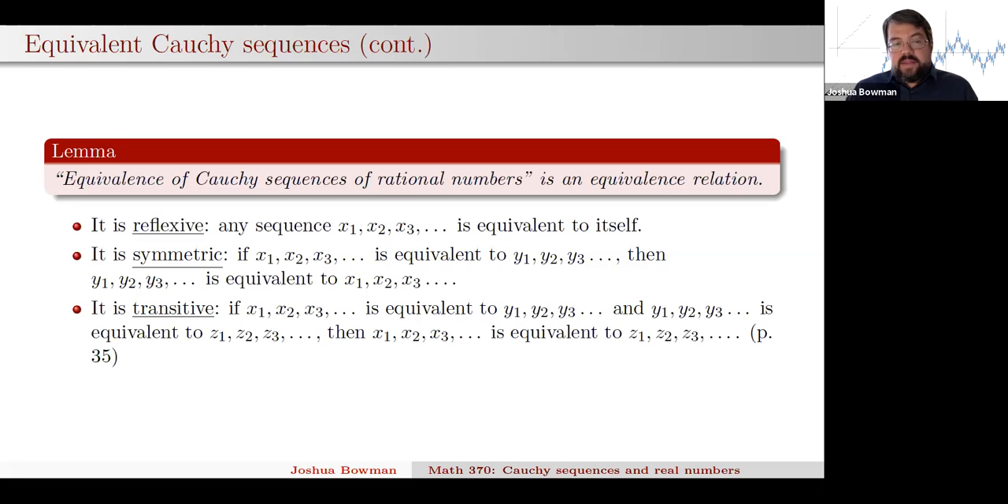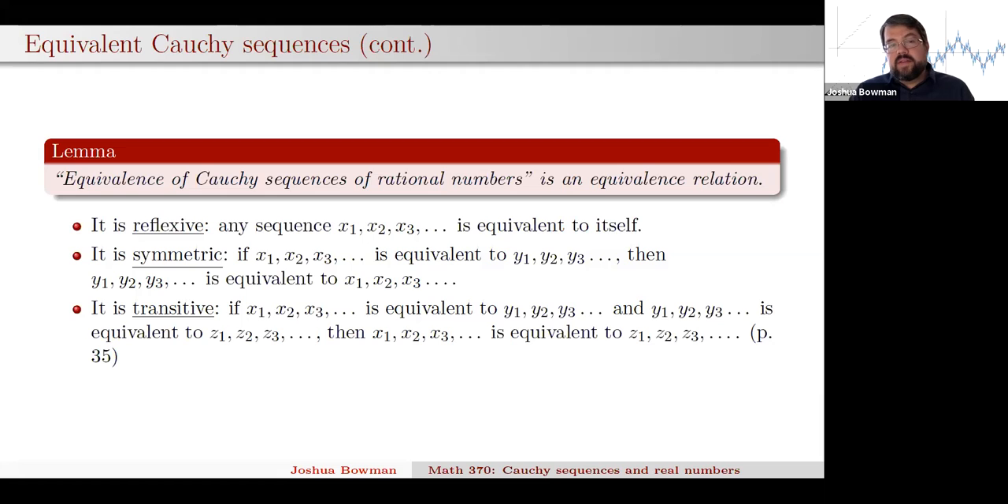A little lemma we need at this point is we've called this equivalence. We want to make sure that that name is justified. And so the lemma says that equivalence of Cauchy sequences of rational numbers is itself an equivalence relation. Remember, an equivalence relation has three properties. First of all, it has to be reflexive. Any sequence must be equivalent to itself. It must be symmetric. If x1, x2, x3 is equivalent to y1, y2, y3, then the reverse has to be true as well. y1, y2, y3 has to be equivalent to x1, x2, x3, and so on.